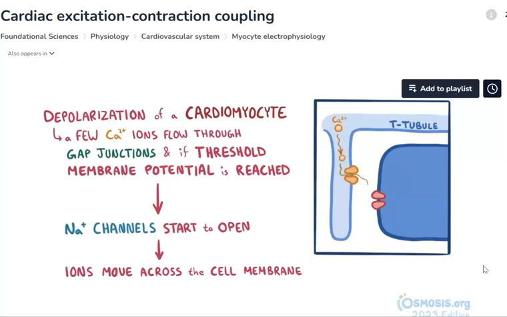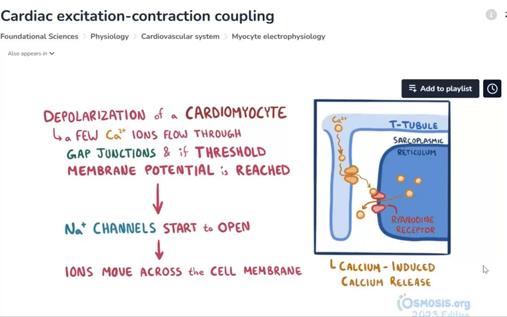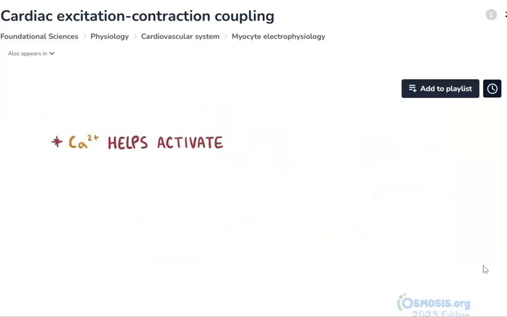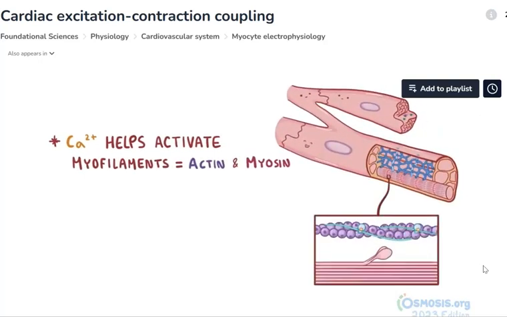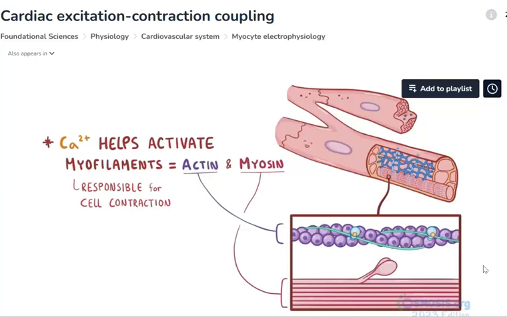Once this extracellular calcium gets inside, it binds to the ryanodine receptors on the sarcoplasmic reticulum, which releases even more calcium into the cell, a process called calcium-induced calcium release. The calcium helps activate 2 contractile proteins, actin and myosin, which are called myofilaments, and are ultimately responsible for cell contraction. And that's the key moment when the chemical signal is converted into a mechanical signal.